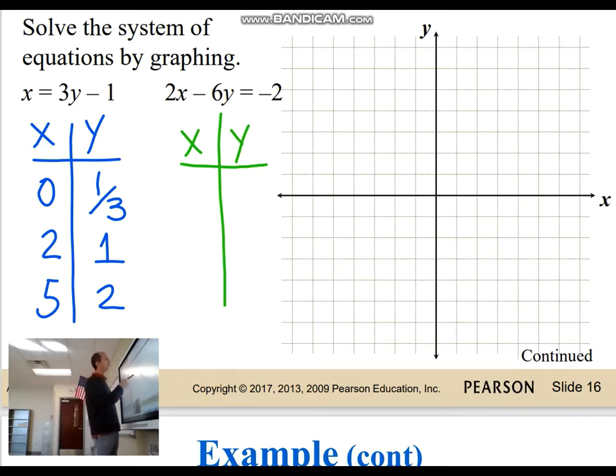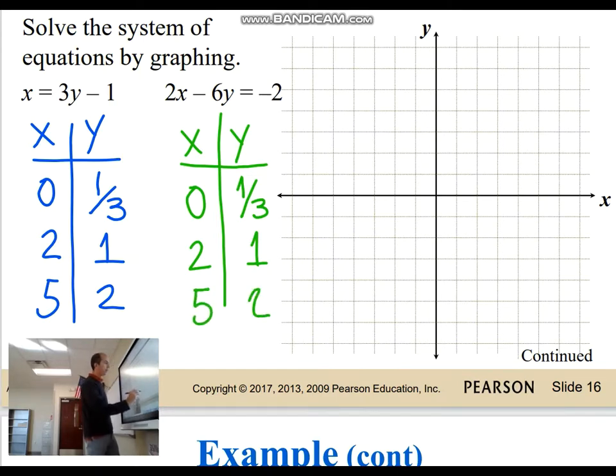Now we're going to find the x and y for this equation here: 2x minus 6y equals negative 2. Let's say x equals 0. Then we're going to have y equals negative 2 over negative 6, 1 over 3. Okay. If now let's say x equals 2, 4 minus 6 over negative 6, 1. And if we try x equals 5, 2 times 5, 10, and negative 12 divided by negative 6, 2. So 5, 2. And this is pretty interesting.